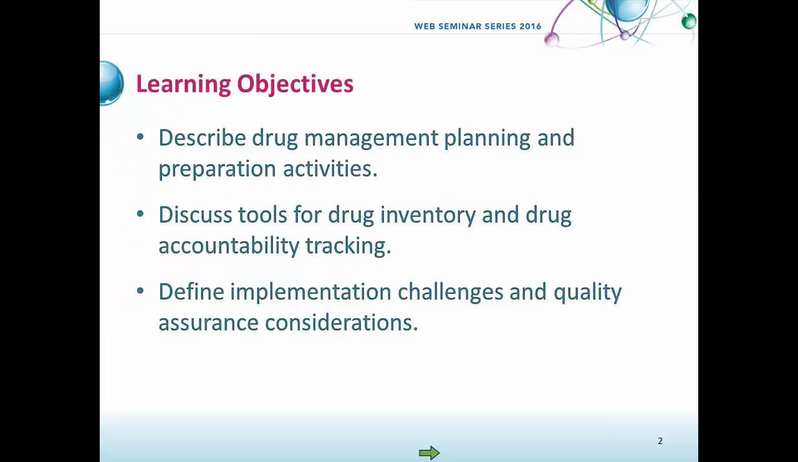So the learning objectives for today are to describe drug management planning, discuss tools for drug accountability, and talk about implementation challenges and some QA considerations. And throughout the presentation, we'll be using CTN 51 as an example to illustrate drug accountability processes.